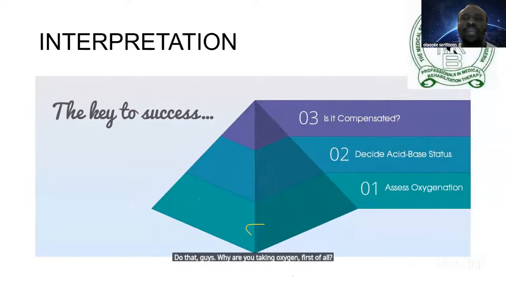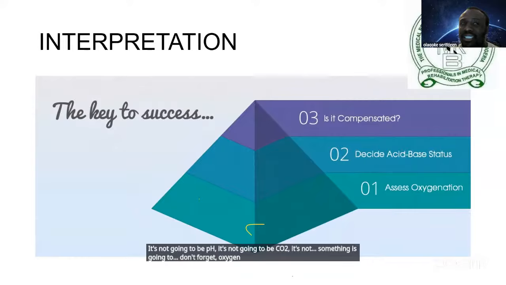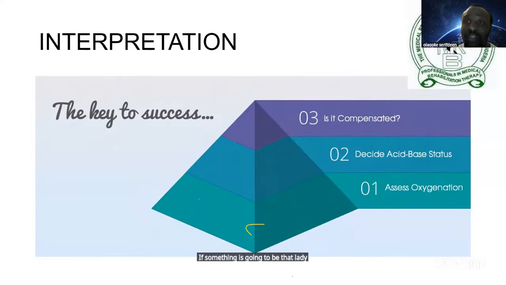If something is going to kill your patient first, it's going to be oxygen. It's not going to be pH. It's not going to be CO2. Don't forget, like I mentioned in the previous slide, oxygen has no direct relation with pH. Oxygen is just alone. If something is going to kill that lady first or that old man first, it's going to be that oxygen.